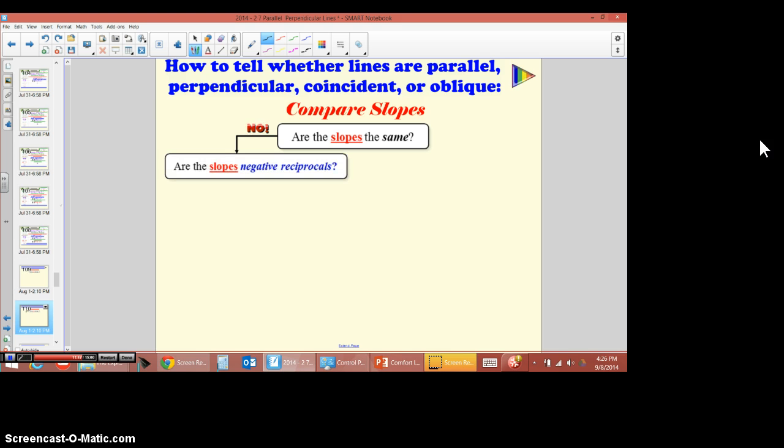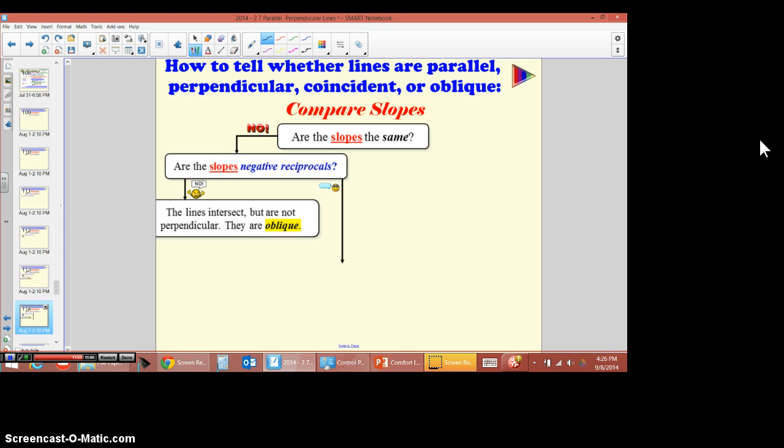No, they are not the same. Okay, so are the slopes negative reciprocals? If it's no, then they're oblique. Now, if they are negative reciprocals, then they're perpendicular.